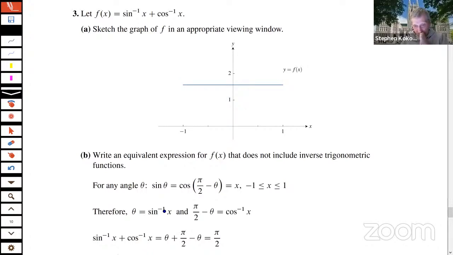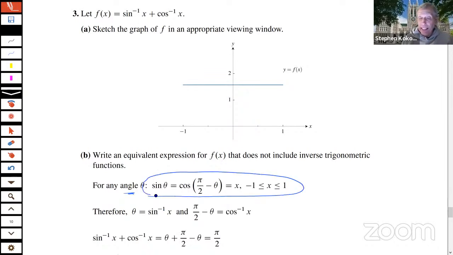Well, let's see. We know that for any angle theta, we actually have a trig identity that says the sine of theta is equal to the cosine of pi over 2 minus theta, which is equal to x, for x between -1 and +1. That is true for any angle theta. So that means that theta must be equal to the sine inverse of x, and pi over 2 minus theta must be equal to the cosine inverse of x.